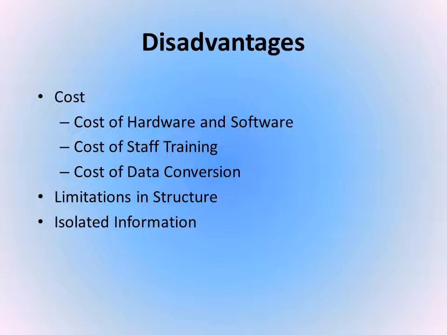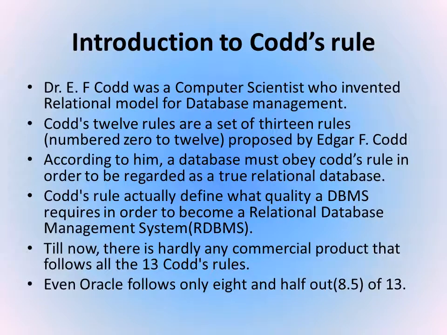Next, isolated information. Because a relational database can use a large number of tables, there is always the risk that some information may be lost or forgotten, usually when there is a transfer from one system to another. This is usually a problem for large organizations where they use different database systems.